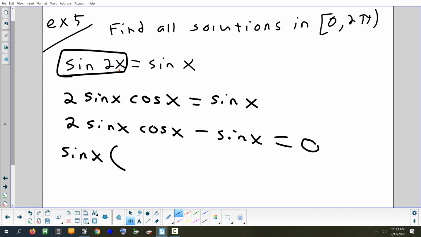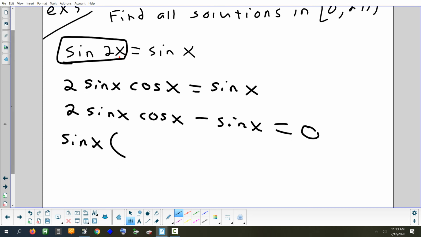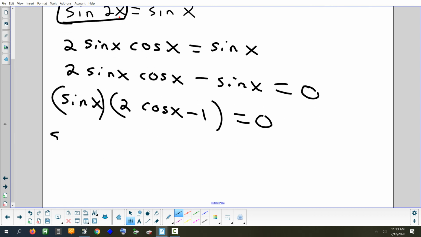If you factor sine out of the first term, what's left? 2 cosine. What if you factor sine out of the second term? 1. Easy. Then we have 2 factors. Set them each equal to 0 and then solve. All right, let's start with sine x.